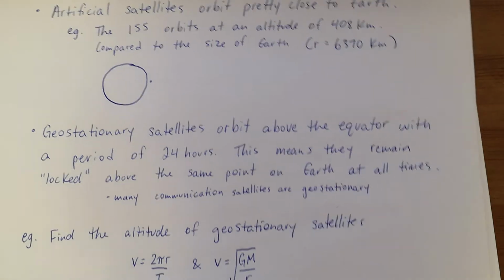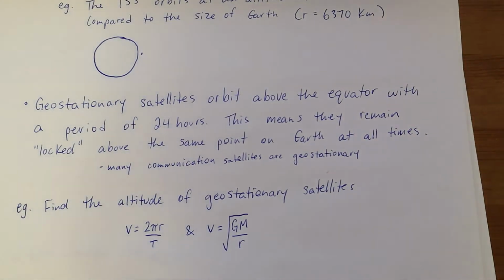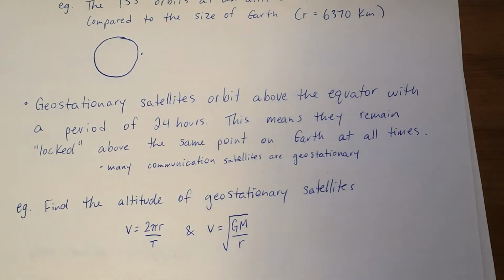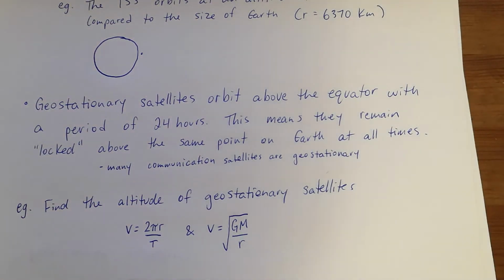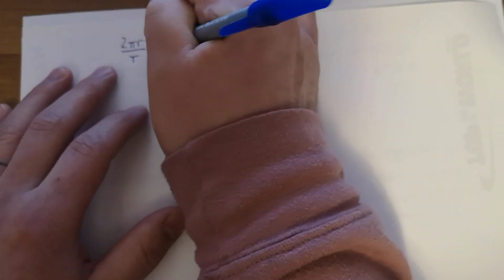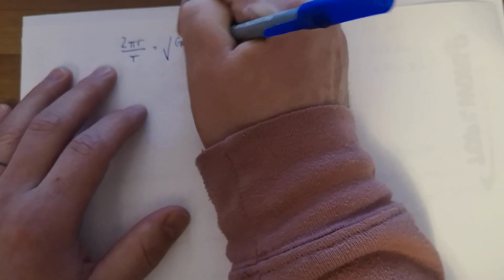All right, so what we're going to do is find out where these are. We're going to find the altitude of geostationary satellites. Okay, there's a couple ways you can do it. You could use Kepler's third law and data with the moon. What I'm going to do is equate these two formulas, the general moving in a circle formula and our orbital speed formula. So check me out. I'm going to say 2 pi r over T equals the orbital speed, square root of GM over r. Okay, this is going to be pretty mathy, but it's going to work.